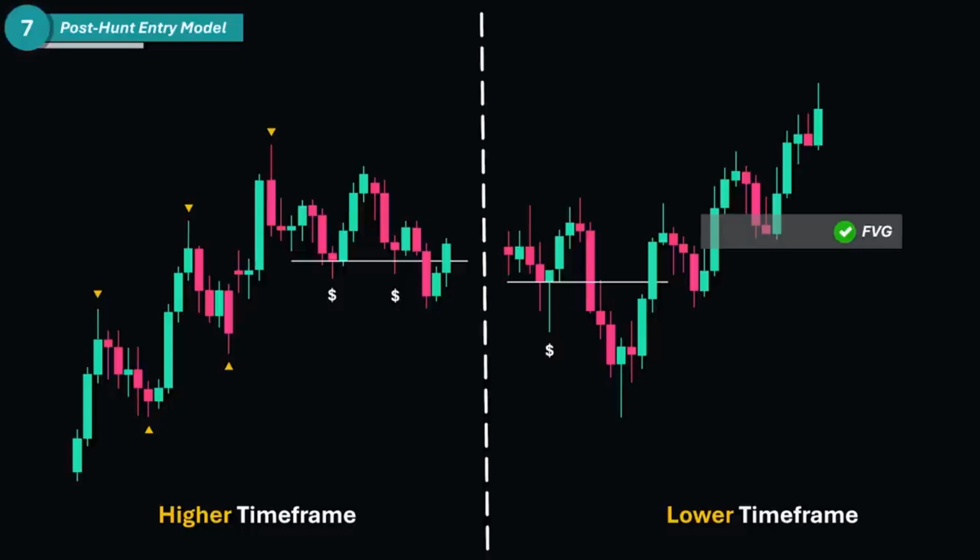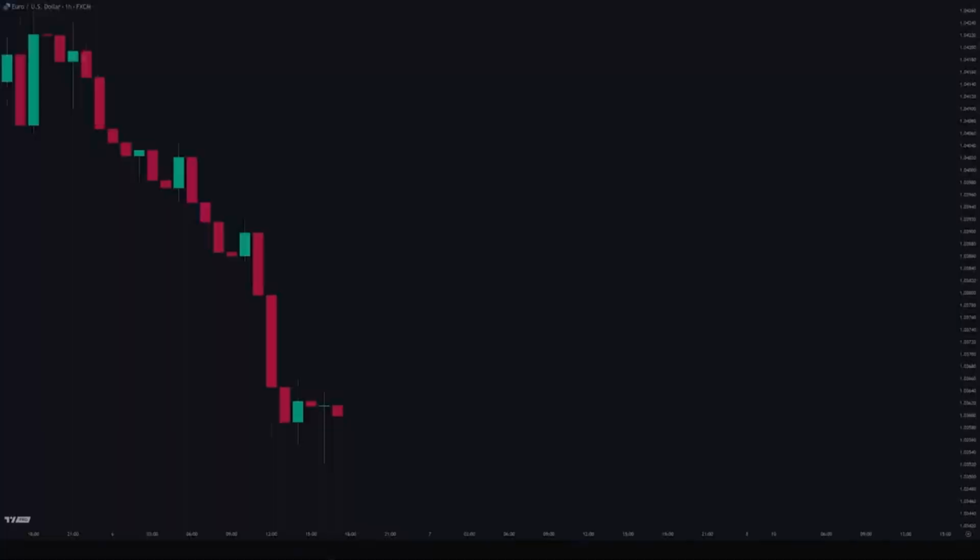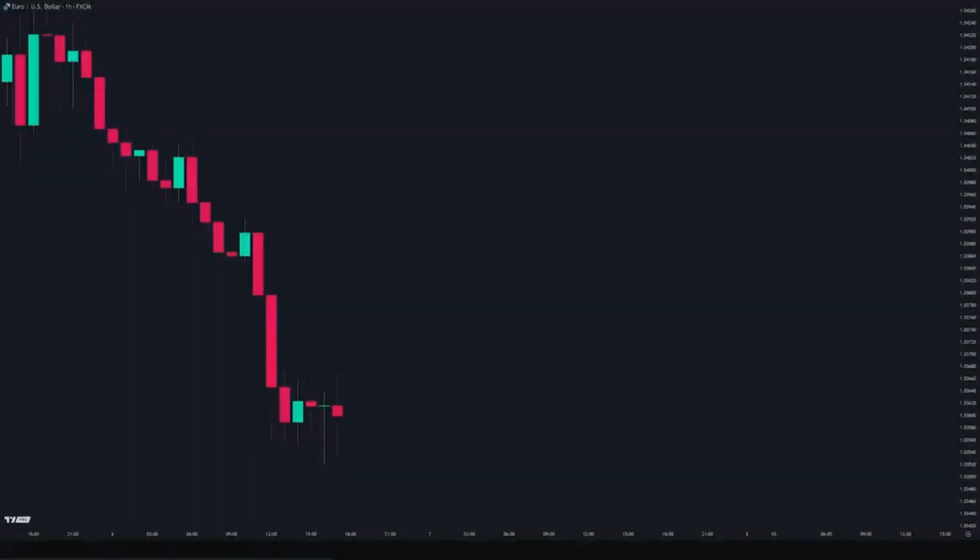This trading model combines the concepts of market direction and liquidity with a fair value gap entry. So, let's take a look at a real chart example. Here we have the euro-dollar on the 1-hour chart. Recently, we had an aggressive push to the downside. If we want to trade with the trend, we need to be patient and wait for a pullback to get in at a better price.